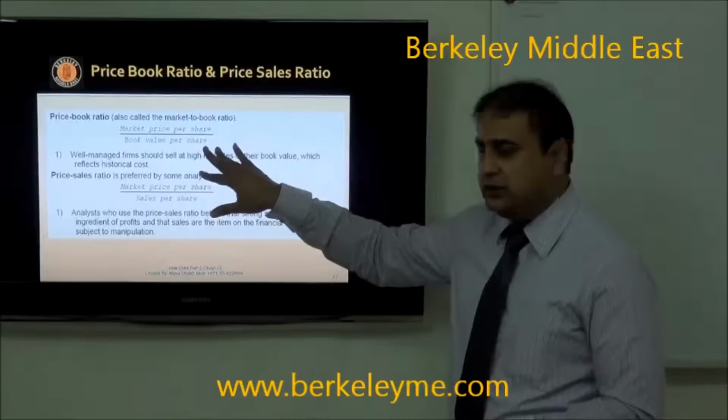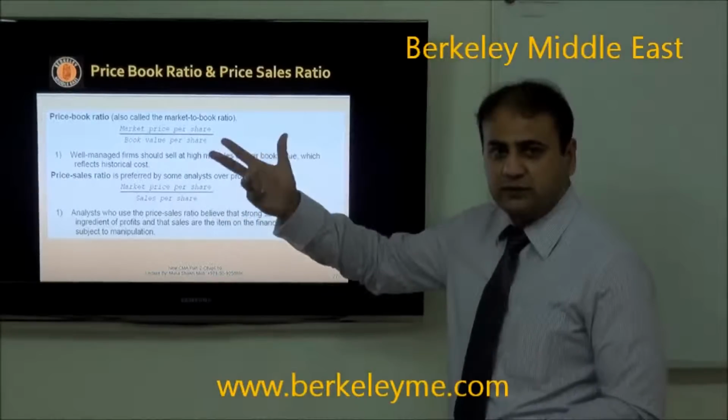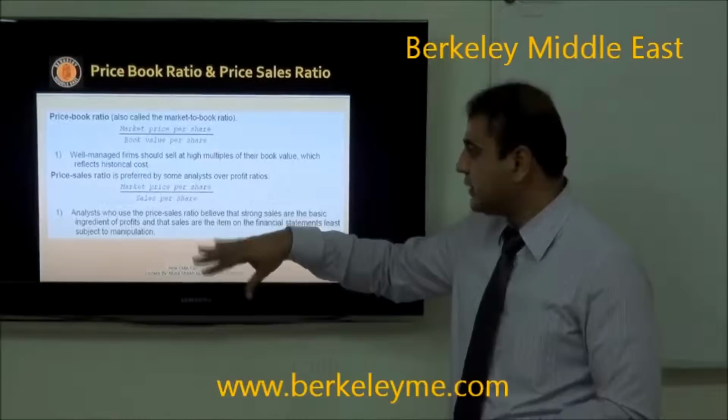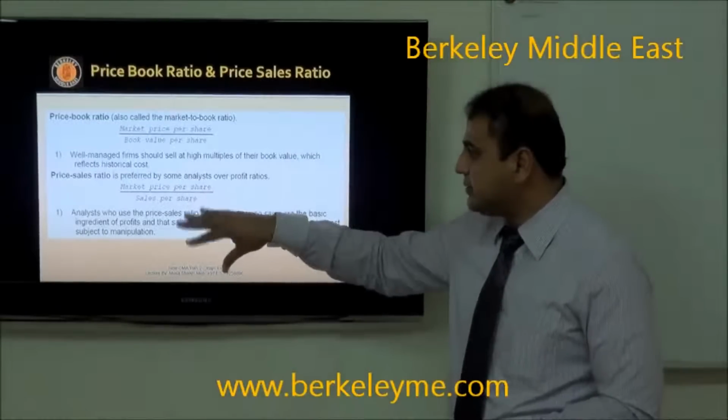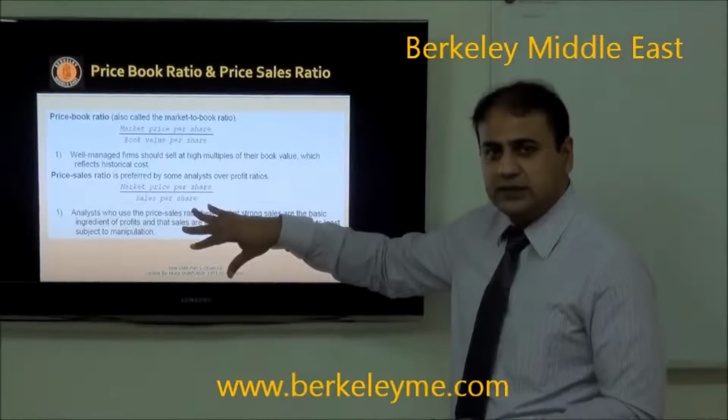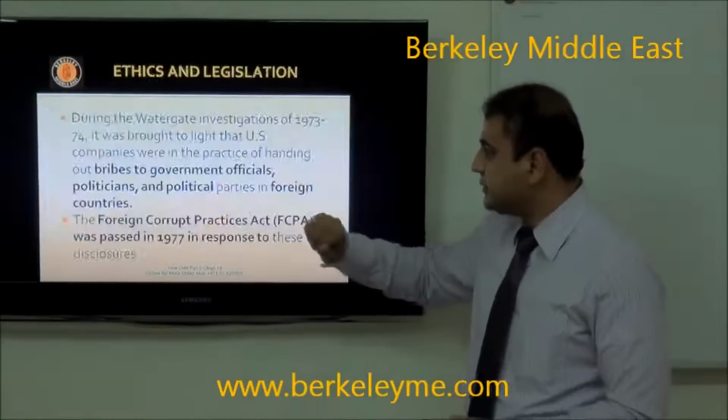For price book ratios, it is market price per share divided by book value. Book value is the face value, or the value on which the share is issued, in fact, and the price sales ratio is market price per share divided by sales per share.